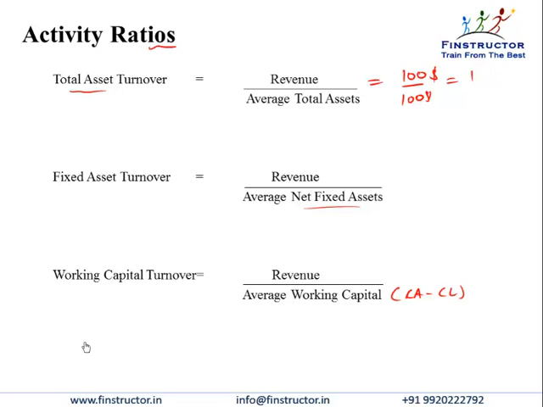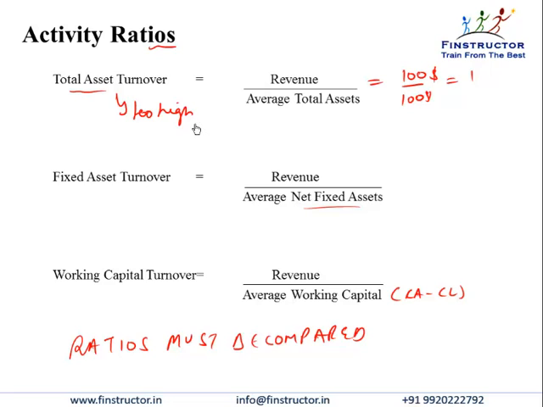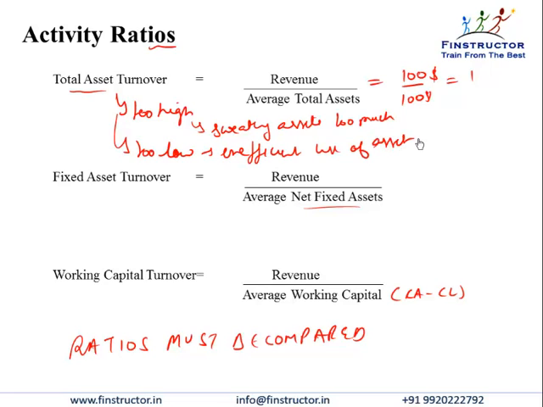Now we'll repeat once again that each of these ratios must be compared before we make any conclusion. So total asset turnover, if it's too high, is also bad because it may indicate that we are sweating our assets too much. If it is too low, it possibly indicates inefficient use of the asset. Again, we need to compare it with the industry and with other companies before we make any conclusion.